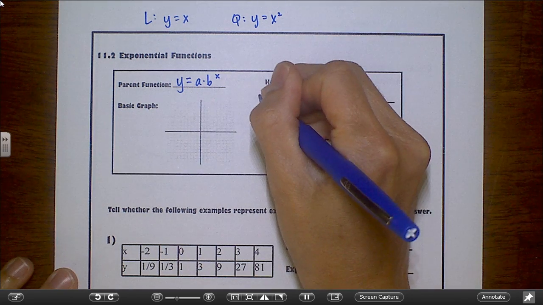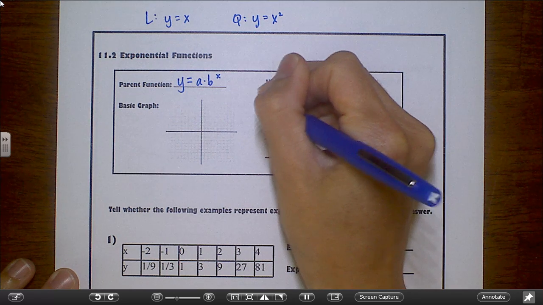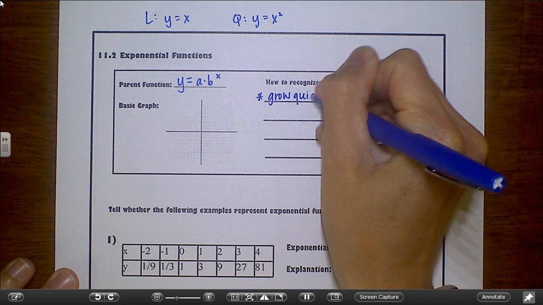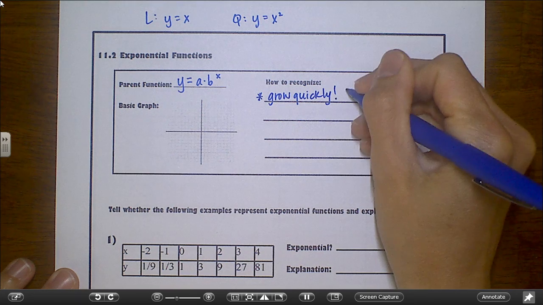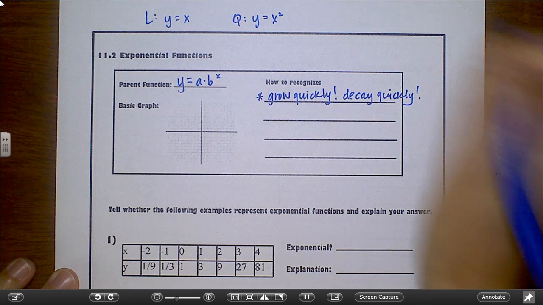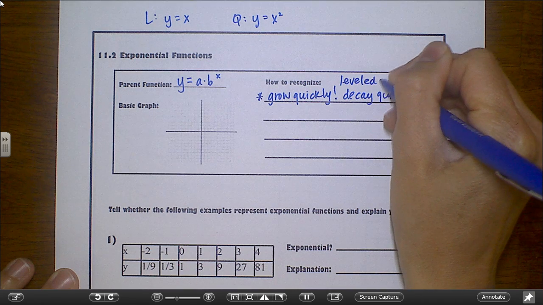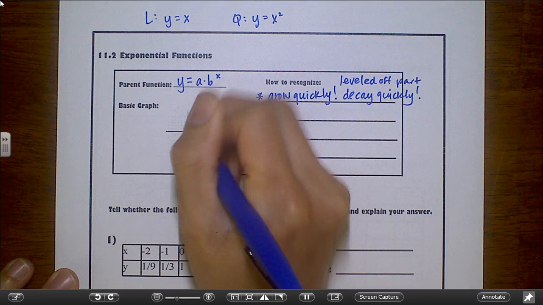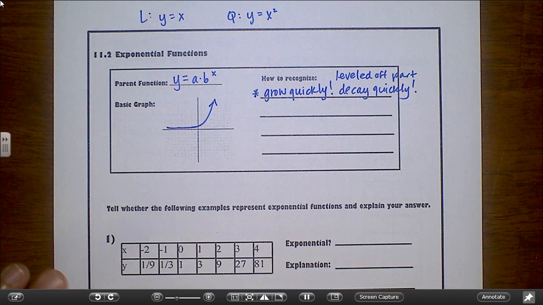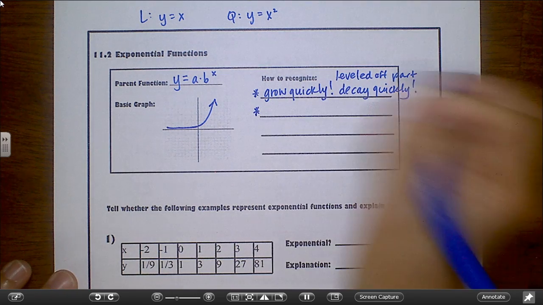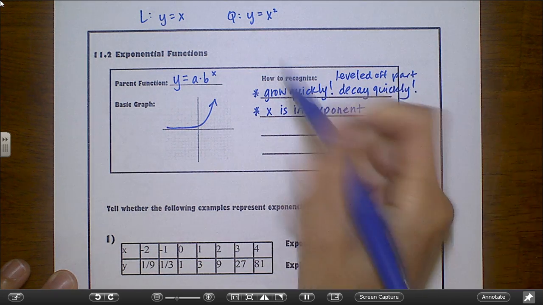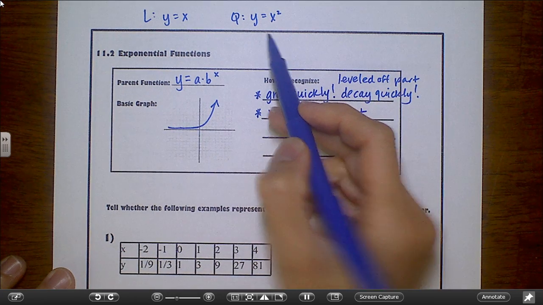All right, so how to recognize? Well, there's 3 different ways. Exponential graphs grow very, very quickly, or decay very quickly, depending on kind of which way they're facing, so to speak. But there's also a really leveled off part as well. So an exponential function would start off really like this and then just go and grow super fast. You can also tell it's an exponential function because x is in the exponent, not the base, right?